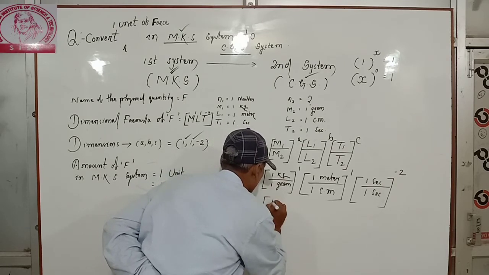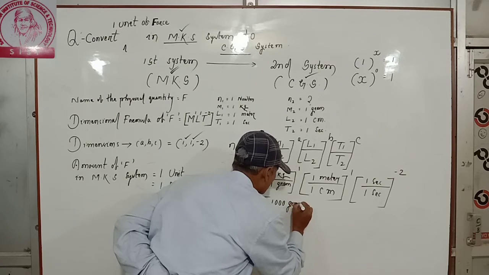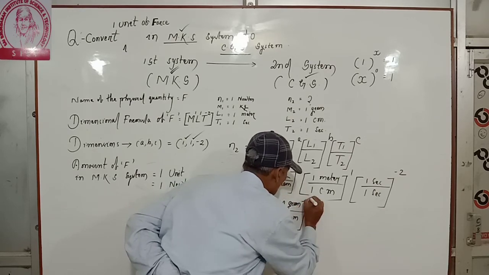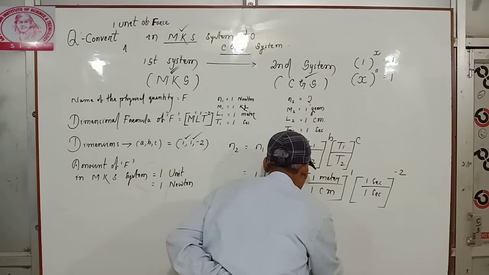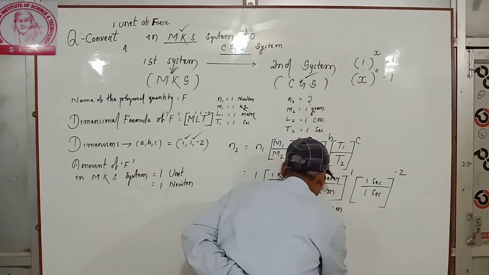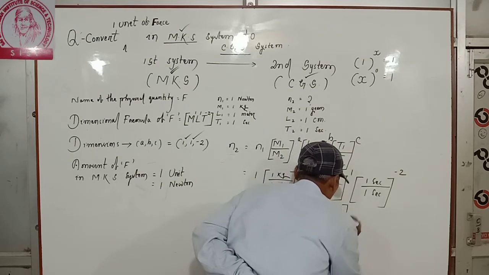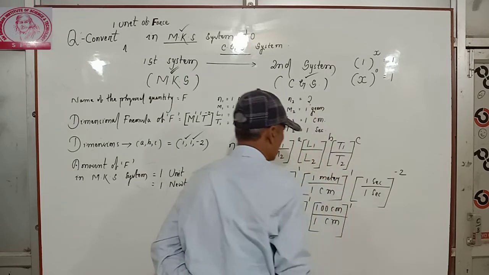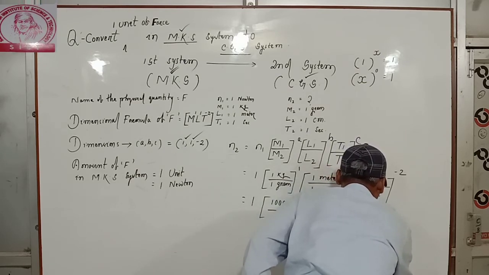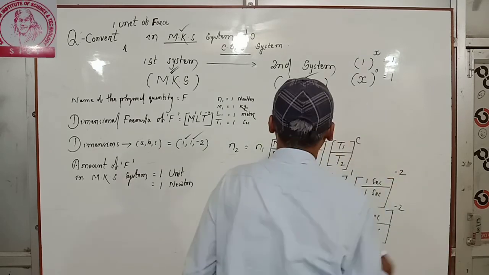Okay, this is 1 whole into, here you see 1 kg is 1000 gram, whole divided by 1 gram, whole to the power 1. 1 meter is equal to 100 centimeter, whole divided by 1 centimeter, whole to the power 1. The next, 1 second by 1 second, whole to the power minus 2.